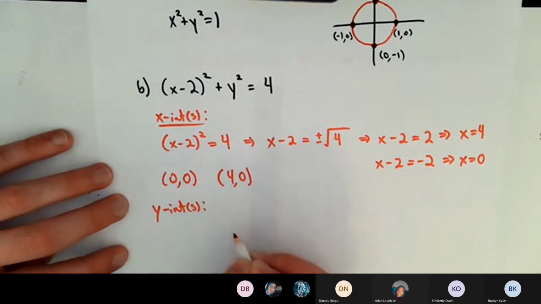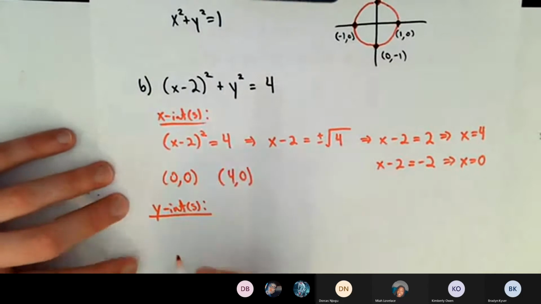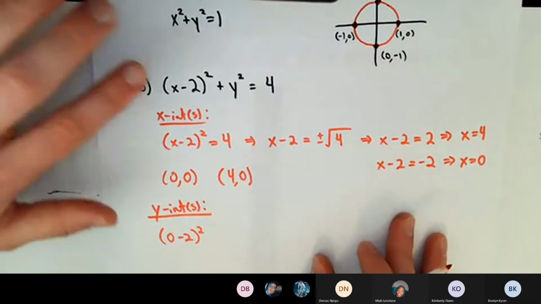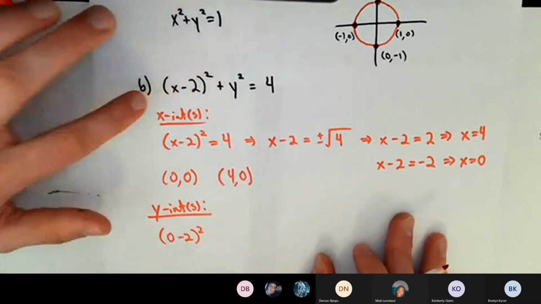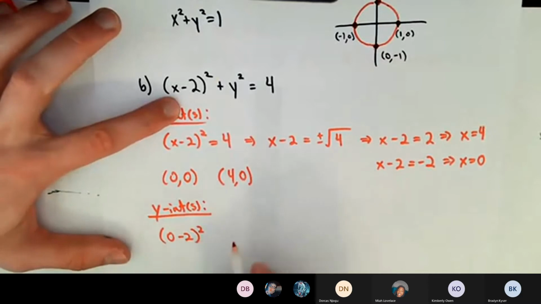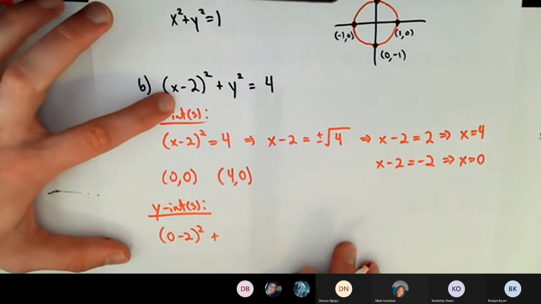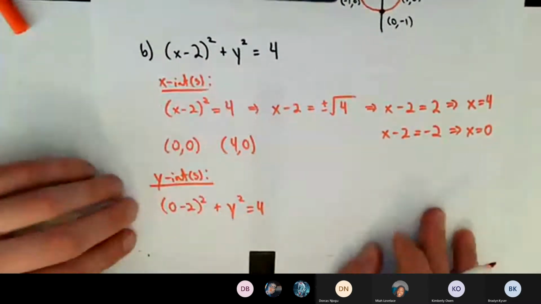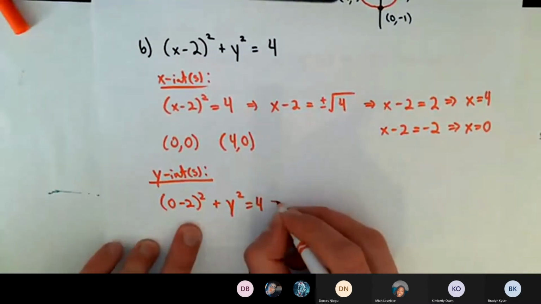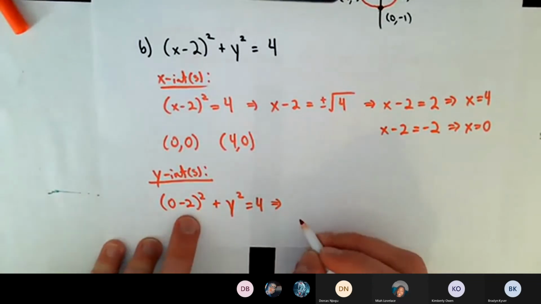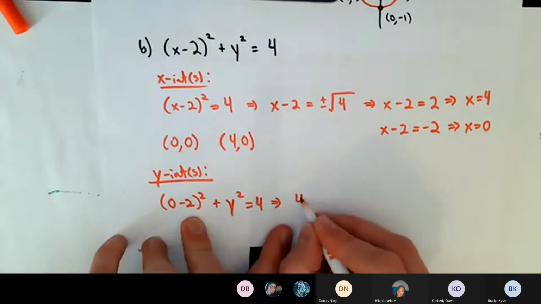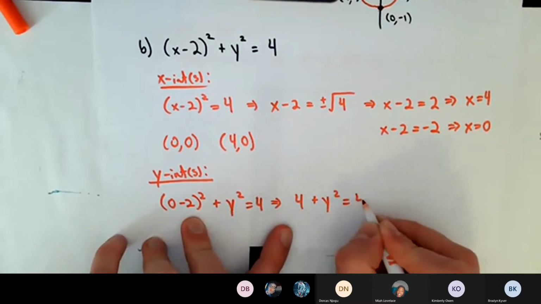Y-intercepts, or maybe there's not 2 this time, let's see. Setting x equal to 0, so I'm going to say 0. Now I need to be careful here. Setting x equal to 0 doesn't mean I can just completely disregard this whole thing, right? The x is 0. So I'm being careful here about actually plugging in 0 for x and not just disregarding the whole thing. Now here, 0 minus 2 is negative 2, right? Negative 2 squared is 4. So I'm getting 4 plus y squared is equal to 4.